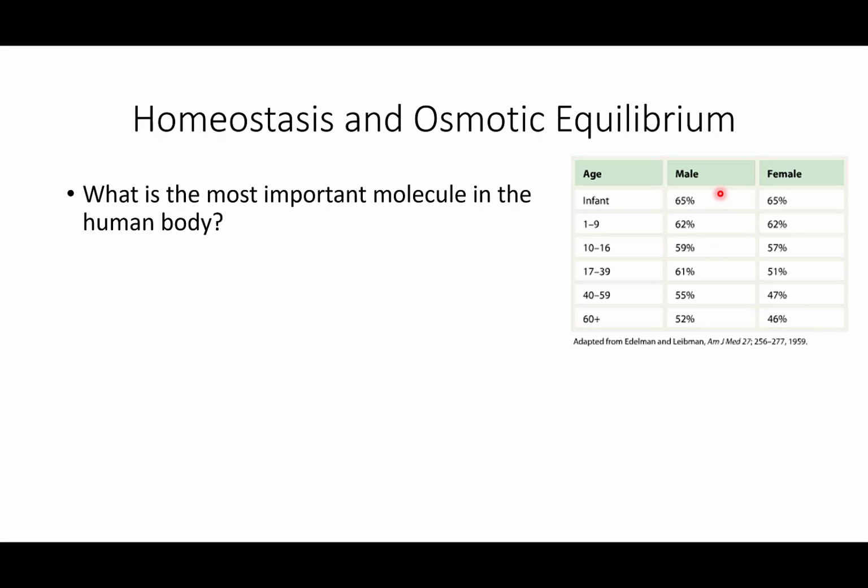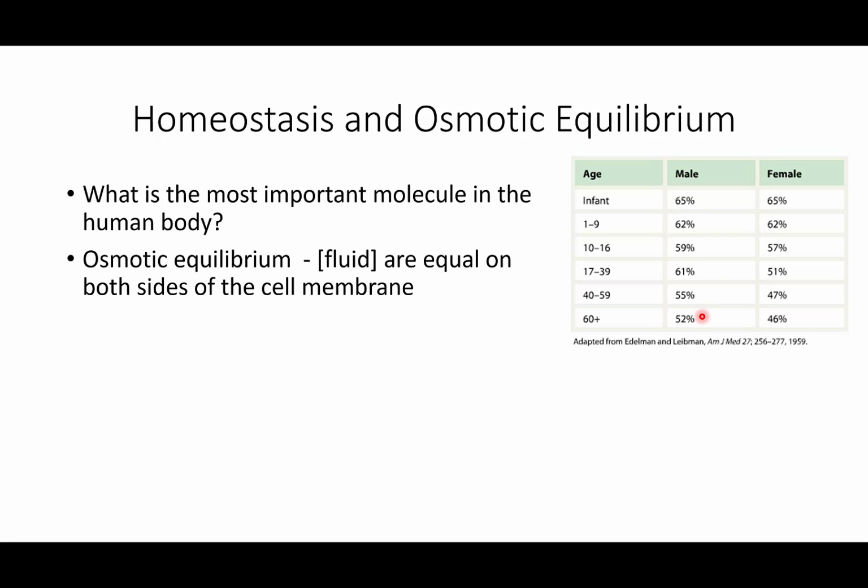So you'll notice that when we're younger, water makes up a larger component of our body. As you start to get older, it becomes less. In men, the average at, let's say, a 40-year-old is 55%, and in a woman it's a little bit lower than 50%, but it makes up the majority of our body. And as such, osmotic equilibrium is important. That's the concentration. So this little symbol right here, when we see these brackets and a word inside, that means the concentration of fluid are equal on both sides of a cell's membrane.